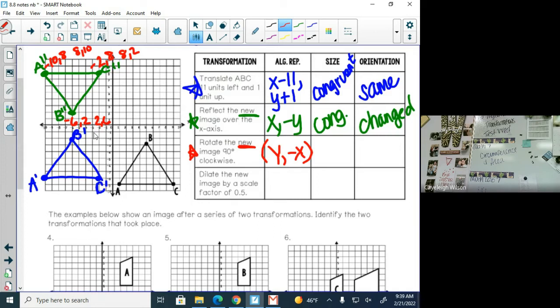So 2, 6 would be right here. That would be my B triple prime. My A would be at 8, 10, so that would be my A triple prime. And then my C, 8, 2, and that would be my C triple prime.